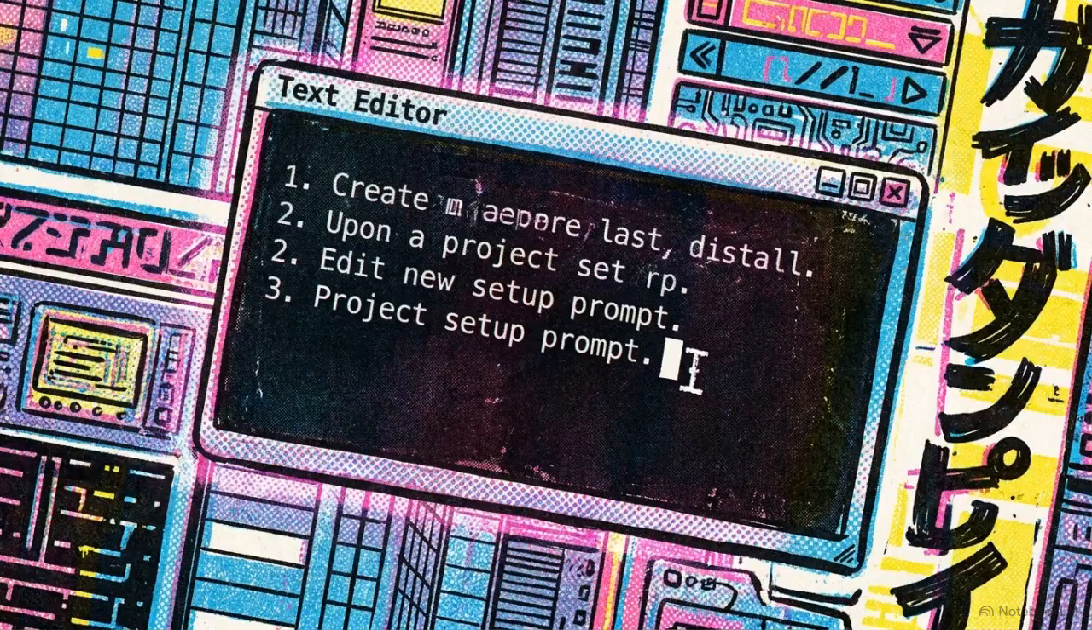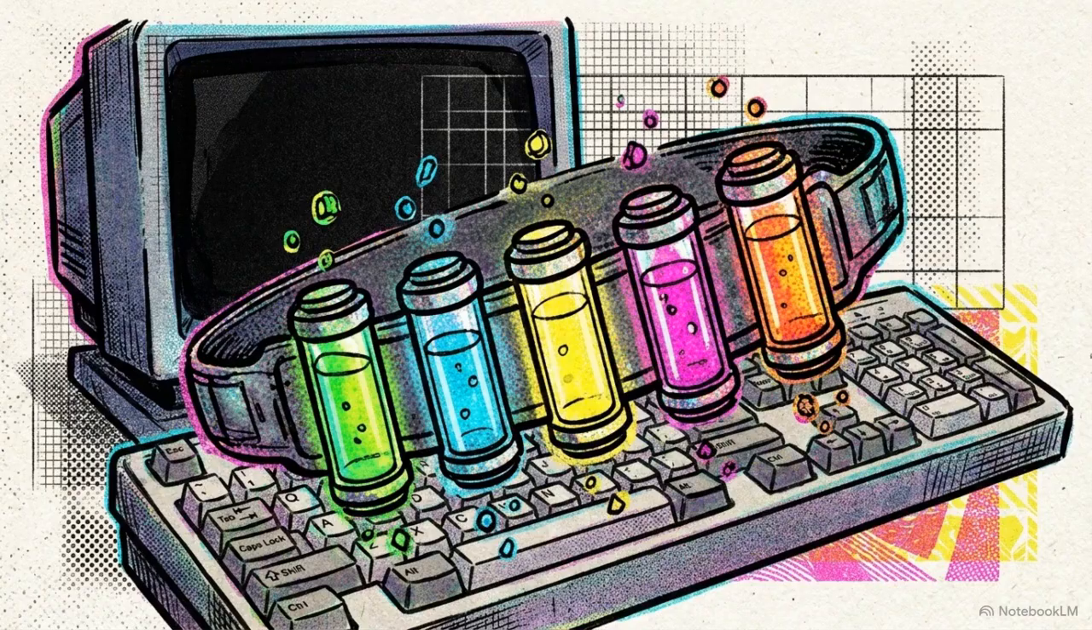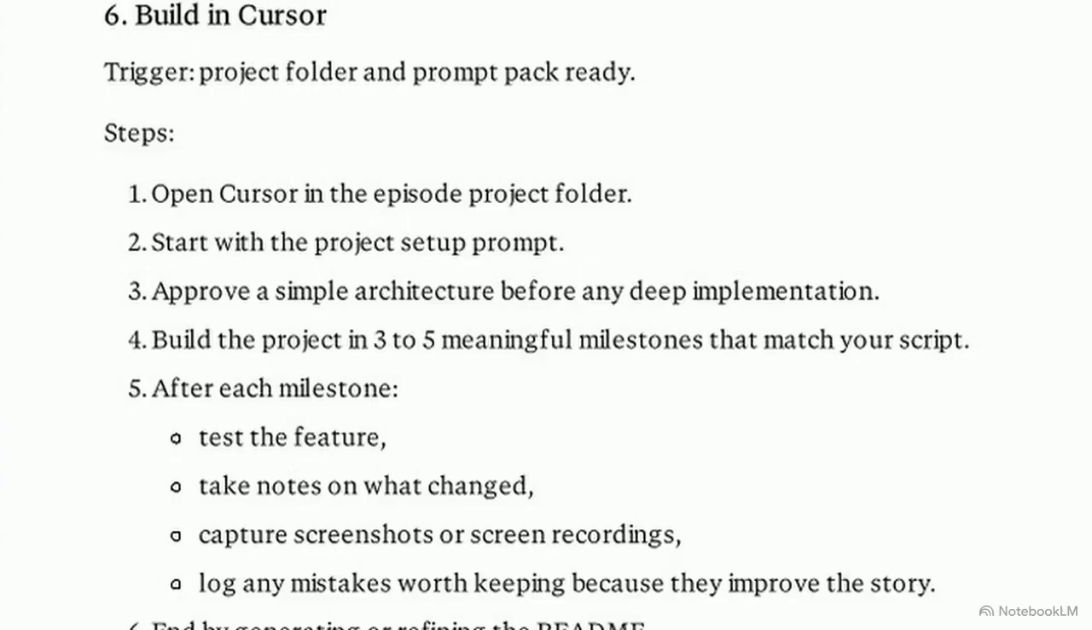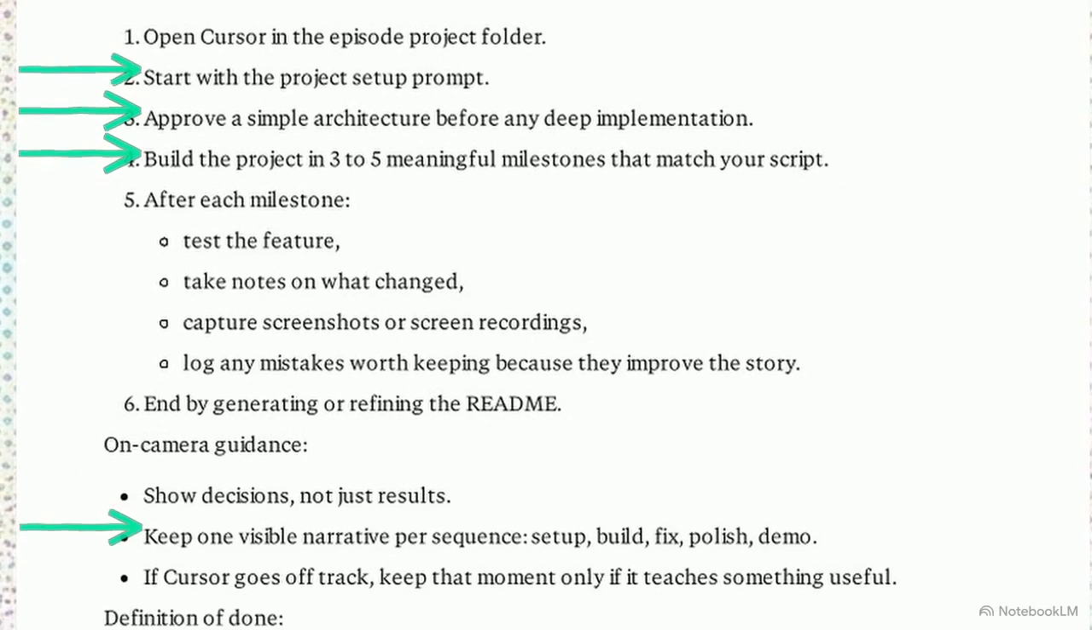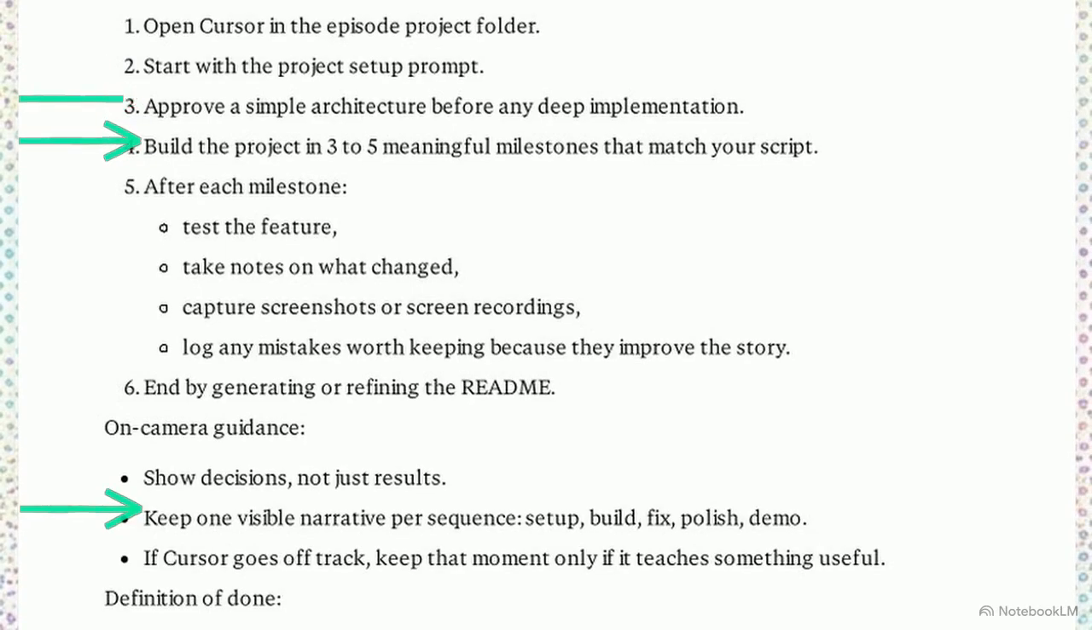Phase 2 focuses on writing instructions for the AI to prevent it from sprawling. You need to build a complete prompt pack before you ever open Cursor. Your pack requires a specific sequence: a prompt for project setup, one for architecture, the main build, a refactor, and a final polish. The golden rule here is to start simple. Do not let Cursor overbuild.